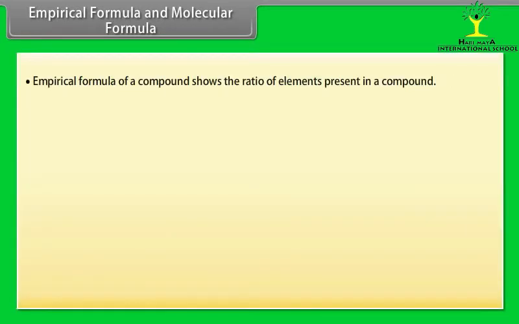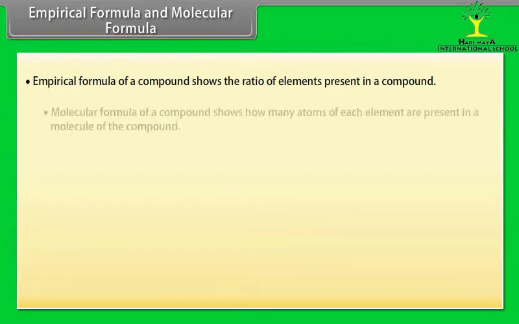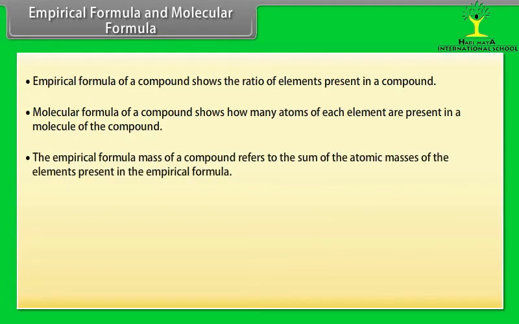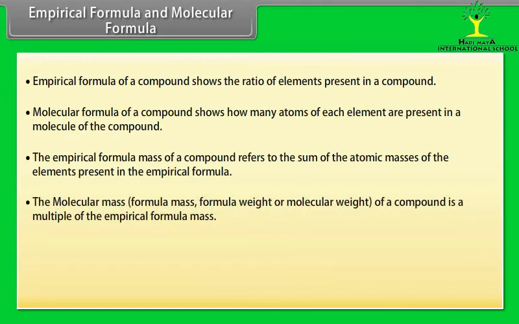Empirical formula of a compound shows the ratio of elements present in a compound. Molecular formula of a compound shows how many atoms of each element are present in a molecule of the compound. The empirical formula mass of a compound refers to the sum of the atomic masses of the elements present in the empirical formula. The molecular mass, formula weight, or molecular weight of a compound is a multiple of the empirical formula mass, Mm is equal to N into empirical formula mass.